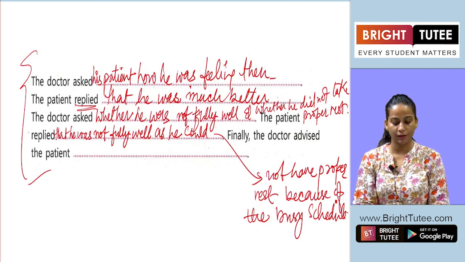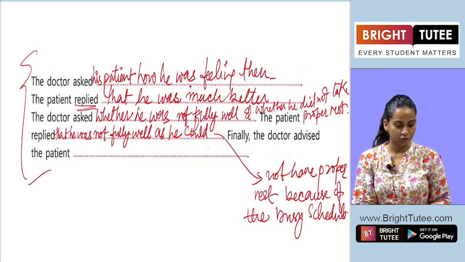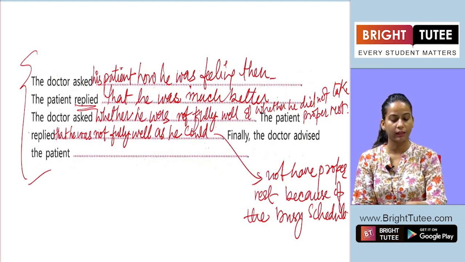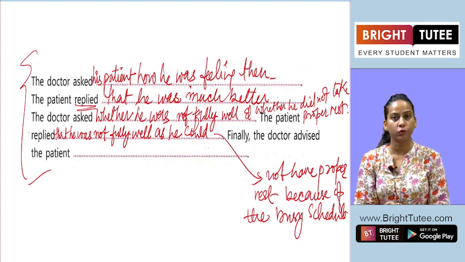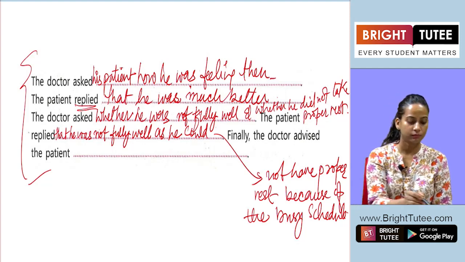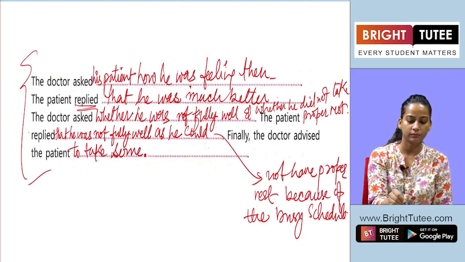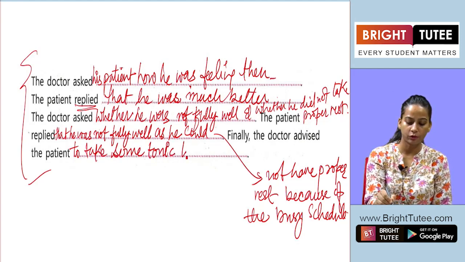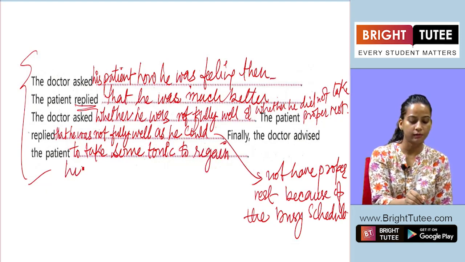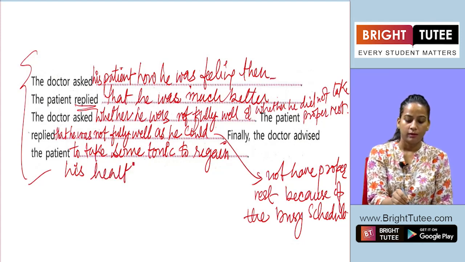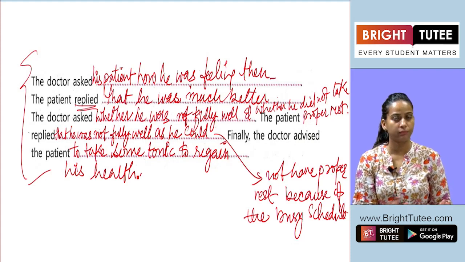Finally, the doctor advised the patient. What was that advice? The doctor mentioned, take some tonic to regain your health. Okay. So the doctor advised the patient to take some tonic to regain his health. Clear? So in this way we have finished it based on the conversation.